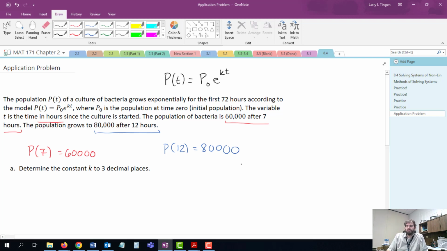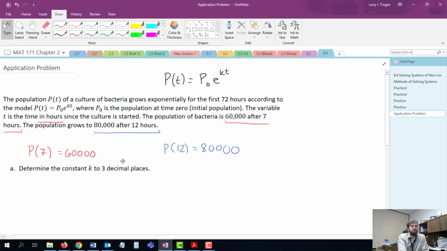So how am I going to find k? Well, I'm going to plug in everything I know because I need to find 2 things. I need to find P naught, which is how much I started with, and I've got to find k, which is that growth or decay factor. So let's plug in everything we know to P of t, and what is it that we know? We know that when t is 7, P of t is 60,000.